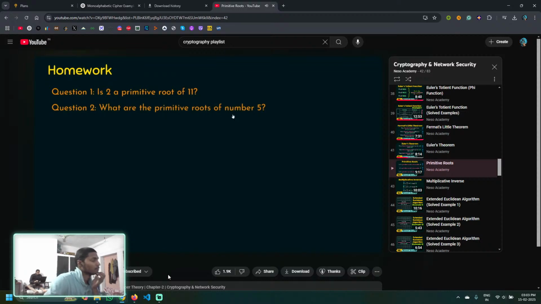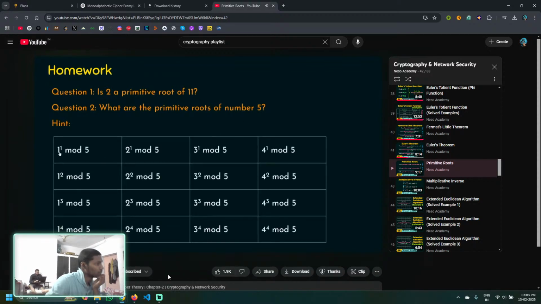Can you see here, what are the primitive roots of prime number 5? You are not going to verify whether the given number is a primitive root or not. You are going to find out what are all the numbers that are primitive roots for this prime number 5. So if you want, I can give you a hint. What are the positive numbers that are less than 5? It's 1, 2, 3 and 4, right?